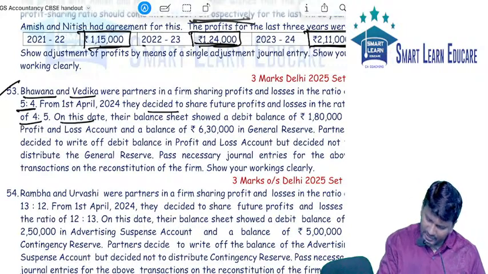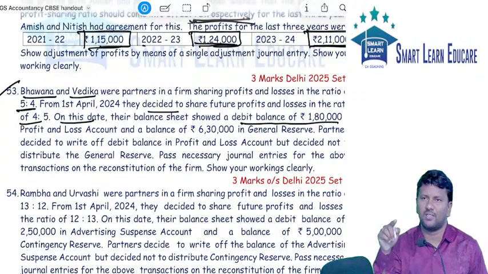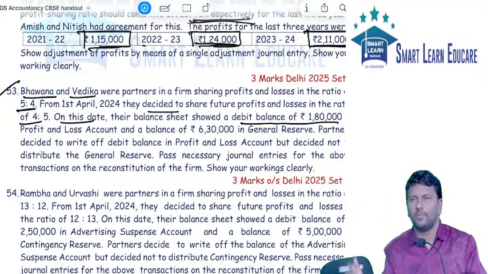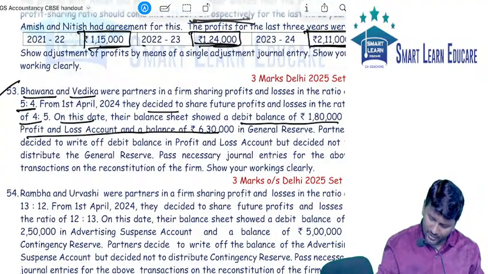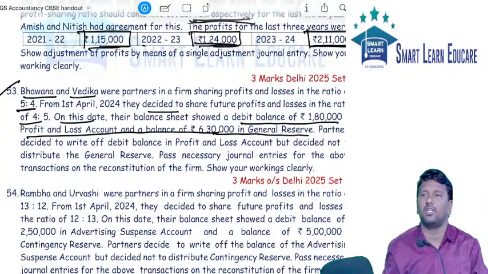இப்போ on this date என்ன நடக்குது? Debit balance in P&L. ஆல்ரெடி இதுக்கு படிச்சிட்டோம் என்ட்ரி. P&L is having debit balance. அப்போ அதை ட்ரான்ஸ்ஃபர் பண்ணும்போது P&L should be credited, old partner should be debited. அந்த டெபிட் பேலன்ஸ்க்கு என்ட்ரி பாஸ் பண்ணணும்னு சொல்கிறாங்க. அது மட்டும் இல்லாமல் there is a balance in general reserve. general reserveல எவ்வளோ இருக்குன்னா 6,30,000.